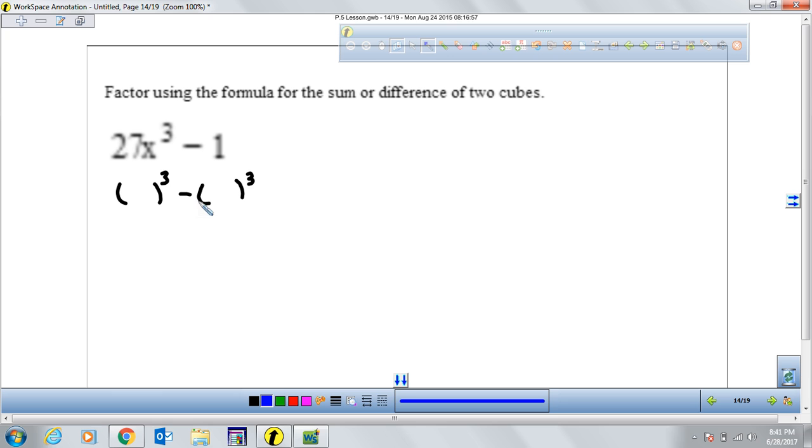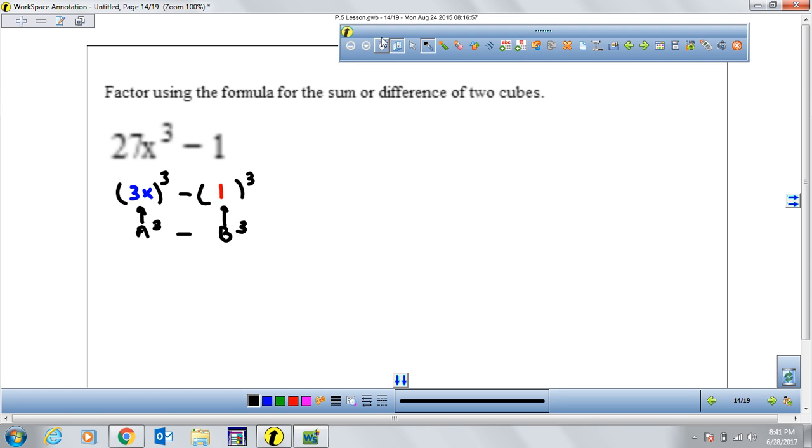What can I multiply 3 times itself that would give me 27x cubed? It would be 3x. 3x times 3x times 3x is 27x cubed. So 3x cubed, right? And what do I cube that will give me a 1? 1 times 1 times 1, so it would be 1 cubed. So we already got the a and the b. This is a cubed minus b cubed.